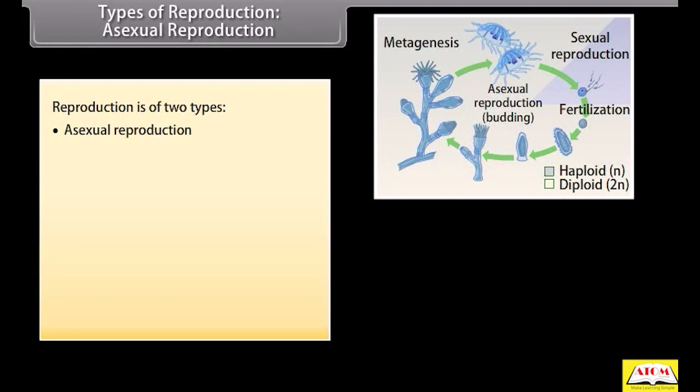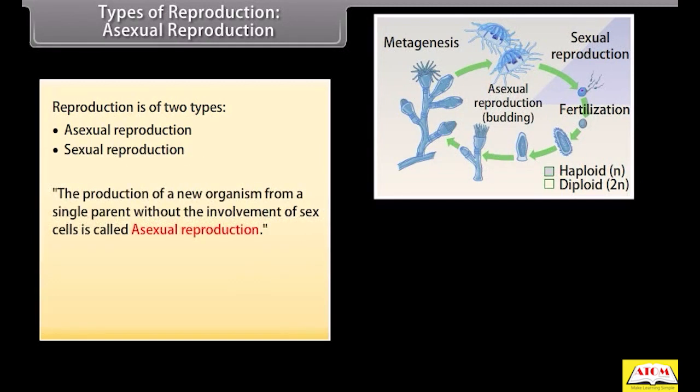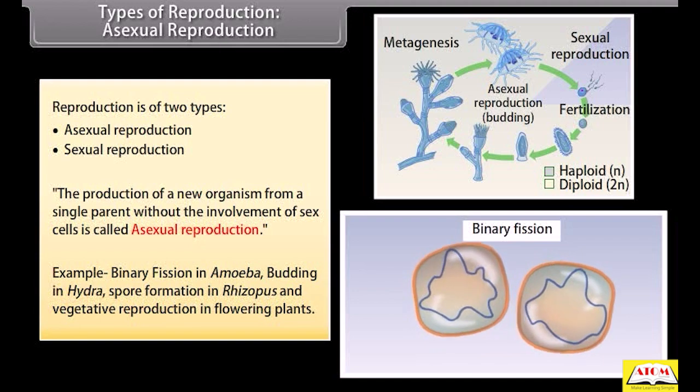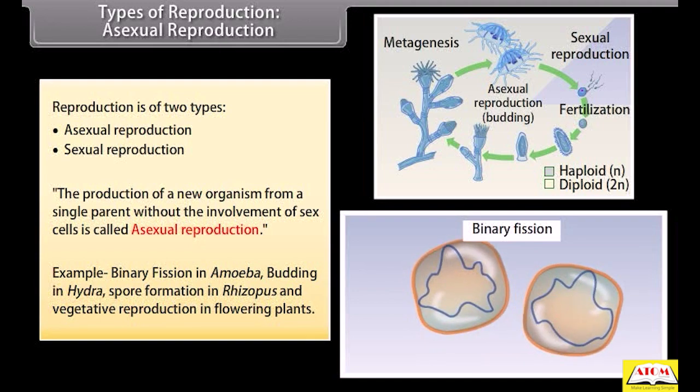Types of reproduction. Asexual reproduction. Reproduction is of 2 types: asexual reproduction and sexual reproduction. The production of a new organism from a single parent without the involvement of sex cells is called asexual reproduction. Example: binary fission in amoeba, budding in hydra, spore formation in rhizopus, and vegetative reproduction in flowering plants.